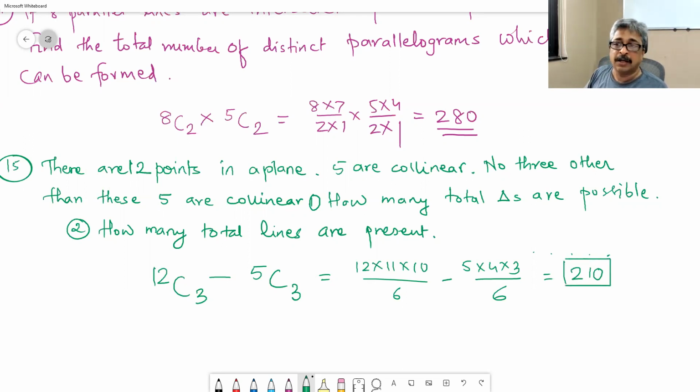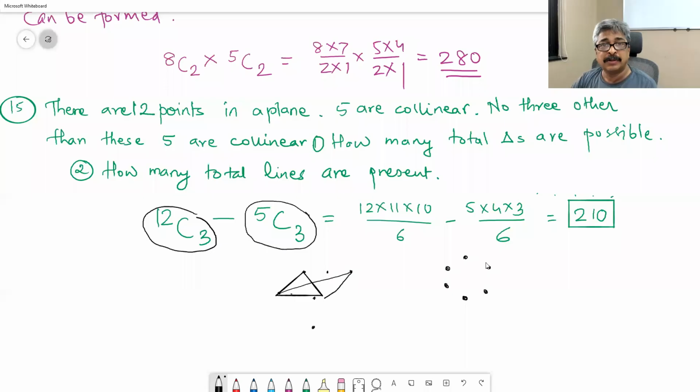Okay, part 2 of the problem is how many lines are present. For lines, we need 2 points. Any 2 points will decide a line. And we want those lines to be distinct. Overlapping lines are not counted, they are counted as 1. So 12 choose 2 is the total number of lines if all the points were non-collinear and no 3 of them were collinear.